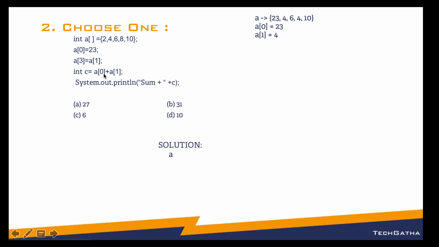We are saying A of 0 plus A of 1. So value at index 0 is 23. Value at index 1 is 4. So sum of 23 plus 4 is 27. Next question.